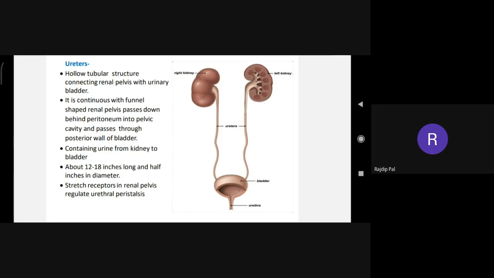So, stretch receptors in renal pelvis regulate ureteral peristalsis. It means there are stretch receptors in renal pelvis, and these stretch receptors send signals to the whole ureter pathway, and due to that stimulation, peristalsis happens in ureters.